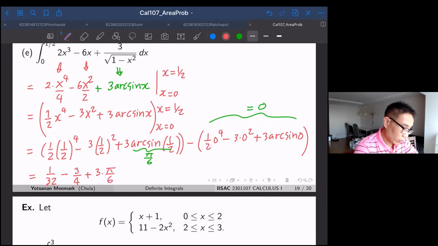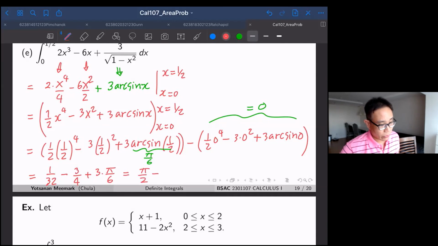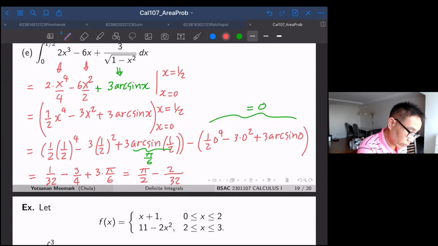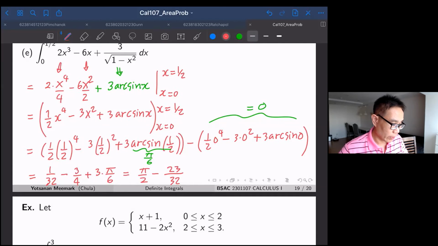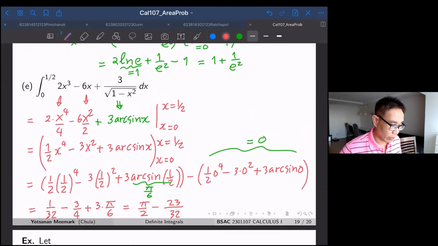So you get pi over 2 minus, so it's going to be what? It's going to be 32, and it's going to be 24. So it's going to be 23 over 32. So this one, you just sum these two fractions, and you get 23 over 32.